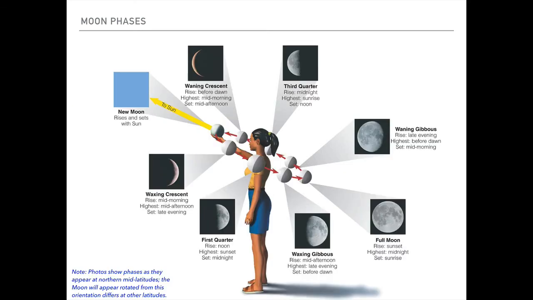You should now understand why we see moon phases and how they appear in our sky. Continue on to part 2 of this video to learn about the times of day at which we see the different phases.